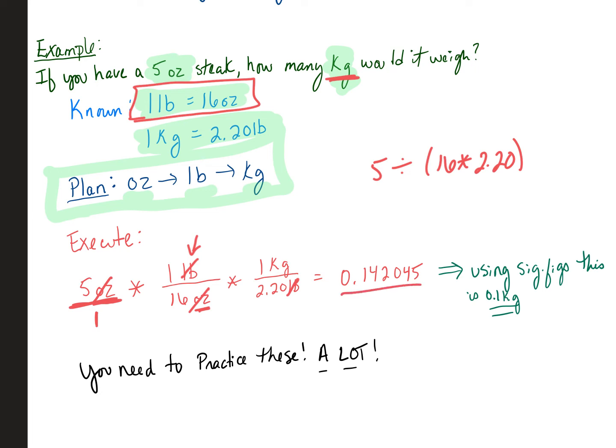So keep in mind, we have to use significant figures. The only significant figure you really need to worry about here is the fact that there are 5 ounces. Actually, I don't think that 2.2 pounds is an exact conversion there, but it doesn't really matter in this case because there are more significant figures there than in our original data. And so we have to round down, and our final answer should be 0.1 kilogram.